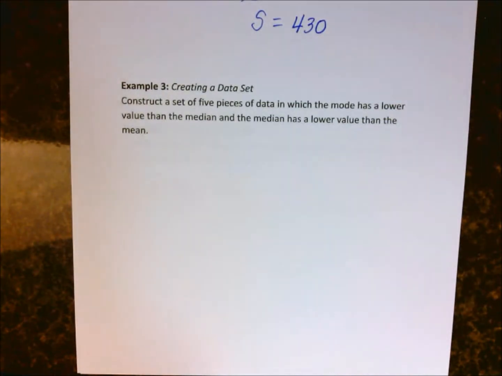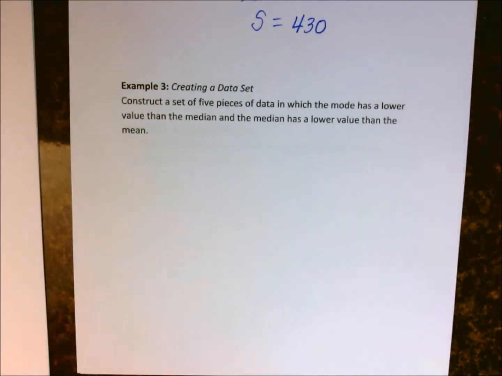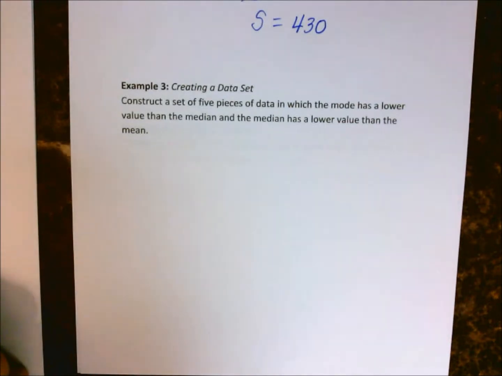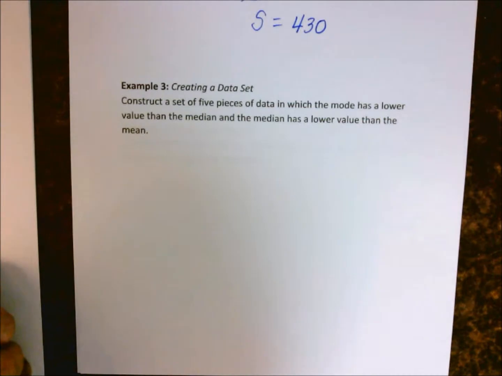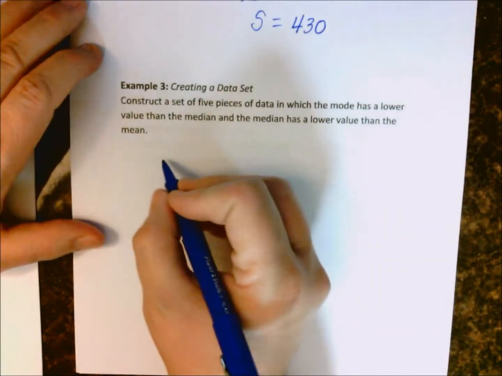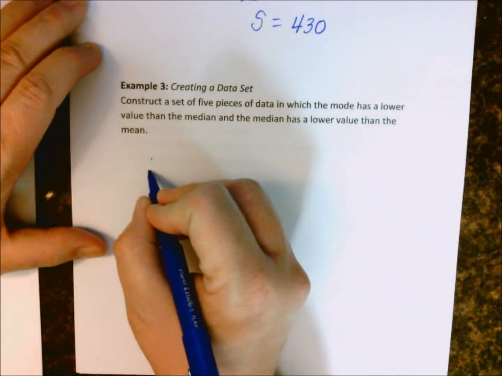Now, creating a data set. You'll have some of these on MyMathLab. These are good problems. They involve some problem-solving skills, so they're good for us to think about. We're to construct a set of 5 pieces of data in which the mode has a lower value than the median, and the median has a lower value than the mean. Okay, so we'll use only positive numbers, and we're constructing a data set.